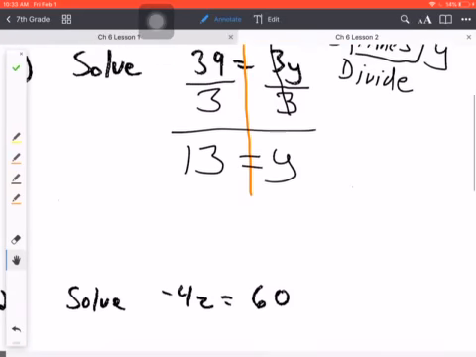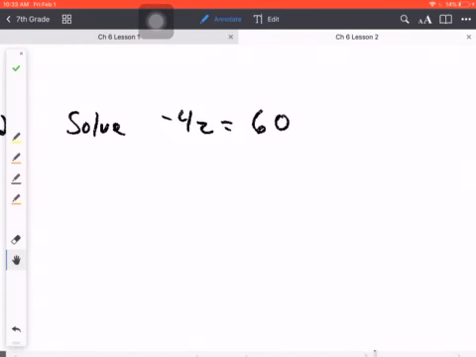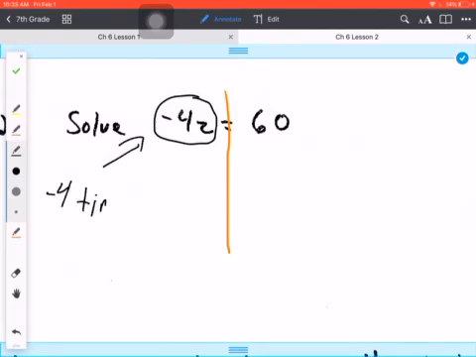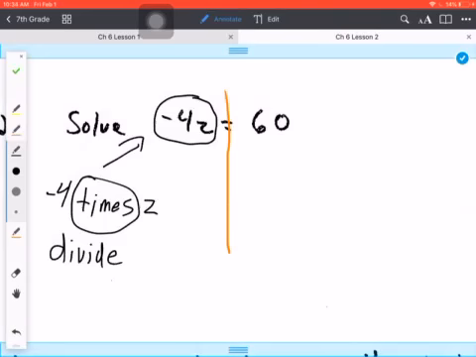Alright, let's look at example 2 here. It says solve negative 4z equals 60. So I'm going to draw my line right down the middle. And again, this is the side that I'm going to focus on because this is negative 4 times z. So this is going to help me because now what I'm going to do is divide. And again, I'm going to make it look like a fraction.